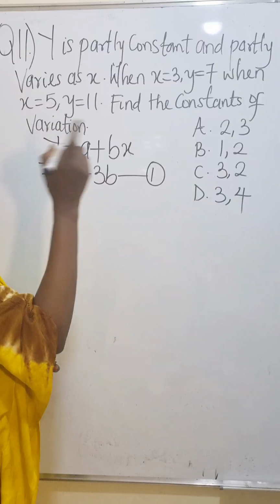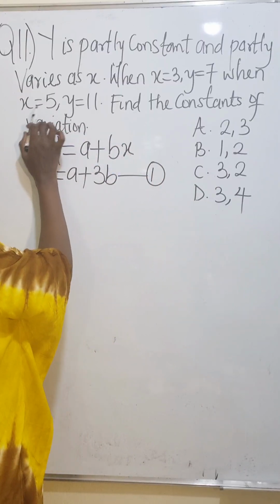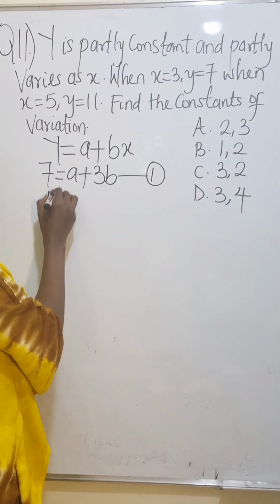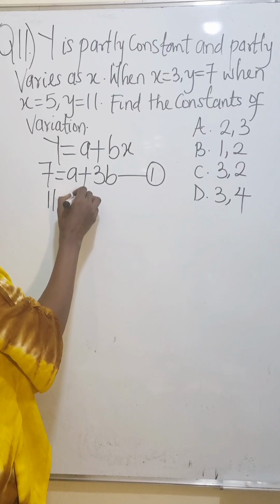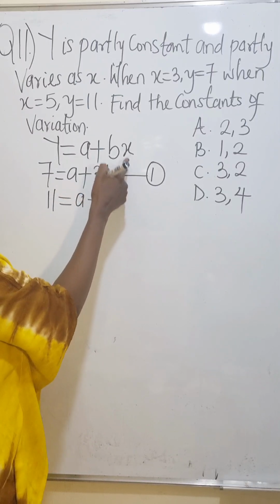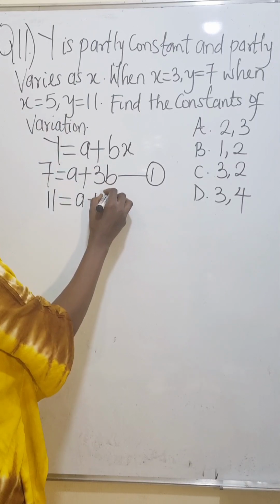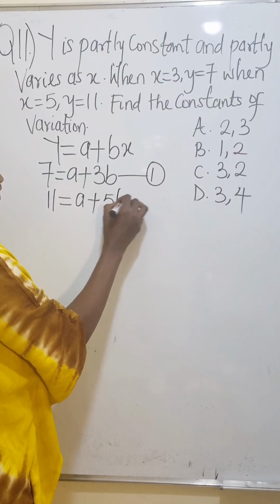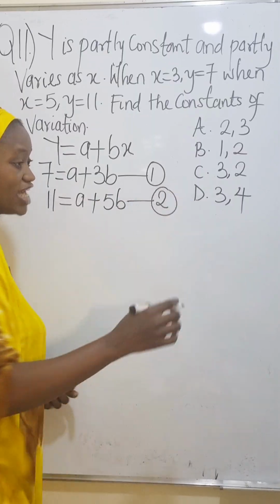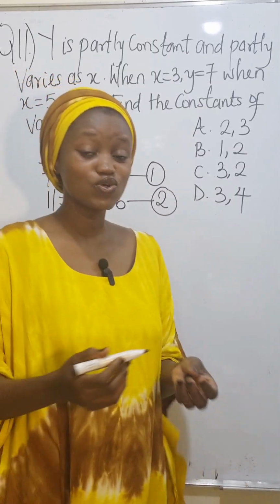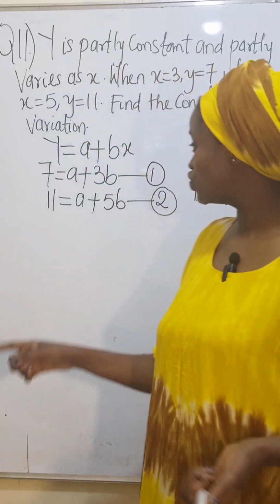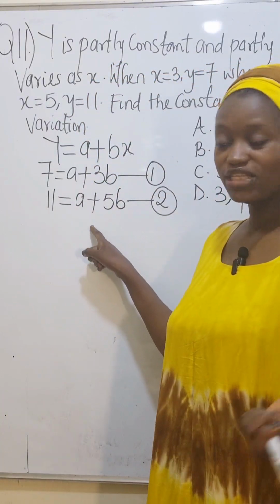Now, the next condition says when x is equal to 5, y is 11. So we have 11 is equal to a plus, now the value for x is what? 5. 5 times b gives us 5b. So this is equation 2. Now we have two simultaneous equations with two unknowns, that's the constants a and b. Now what do we do?